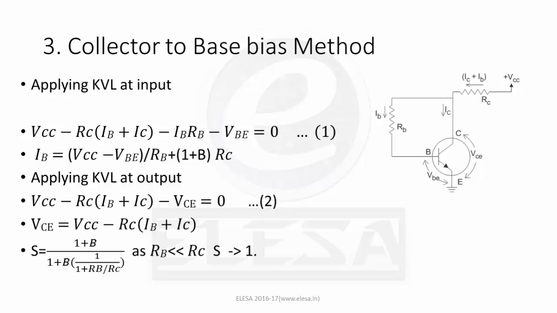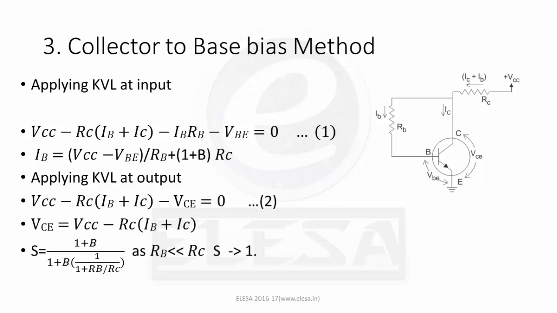By arranging this equation, we get IB equal to (VCC minus VB) divided by (RB plus (1 plus beta) times RC), and then apply Kirchhoff's voltage law at the output side. We get VCC minus RC times (IB plus IC) minus VCE equal to 0. That is, we can find VCE equal to VCC minus RC times (IB plus IC).